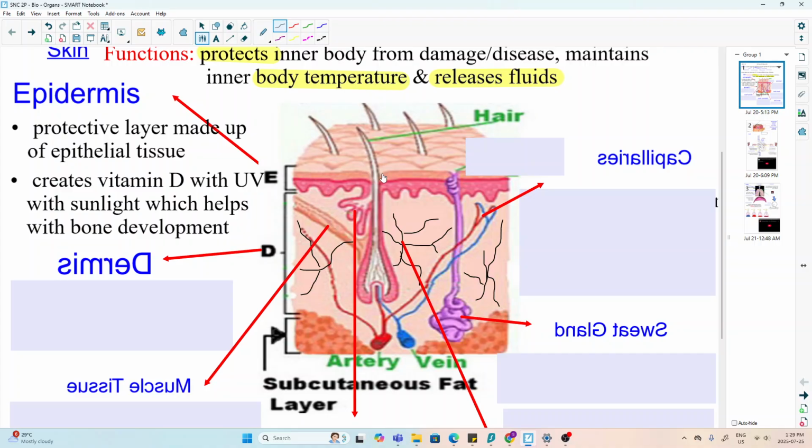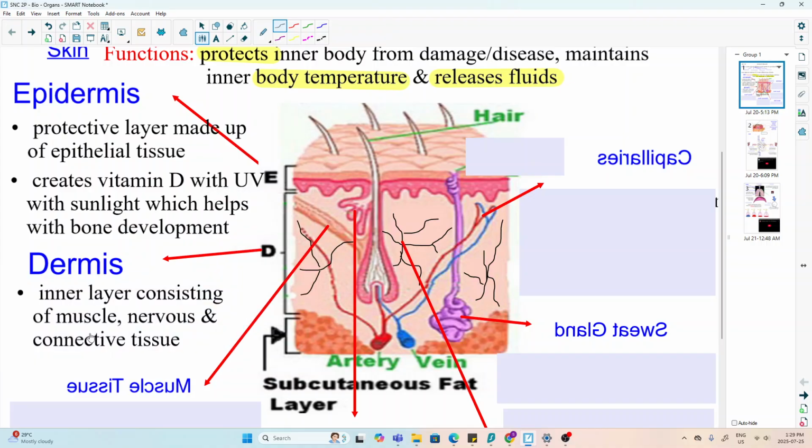Now underneath the top layer of the skin, the fleshy part is called the dermis. That's the inner layer, where all the muscles and nerves are. Just underneath the epidermis is the dermis. That's part D, this whole section right here. It has all the nerves, blood vessels, and stuff like that.